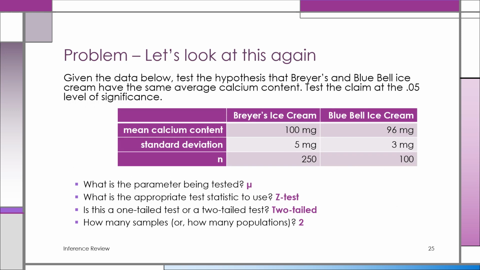Anyway, let's look at the problem again. Breyer's ice cream, 100 milligrams is the mean for their calcium content. For Bluebell, the mean is 96. Okay, so we know what we're doing. We're testing two means to see if they're different. We're going to use a two sample Z-test. It's going to be a two-tail test. With two samples, it's two-tail. And finally, there are two groups, two samples.